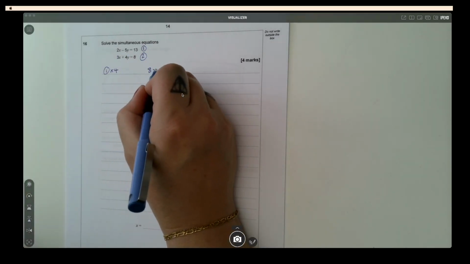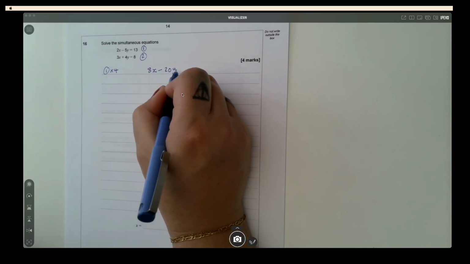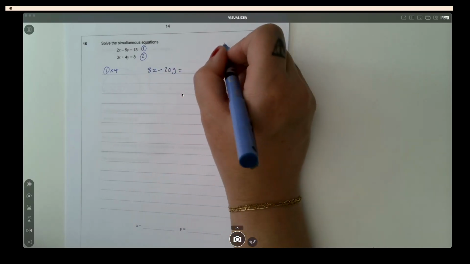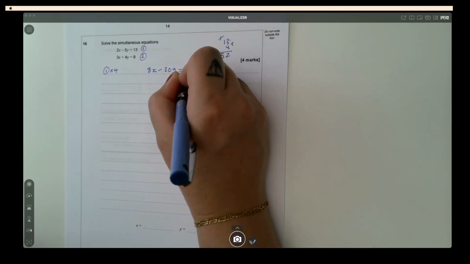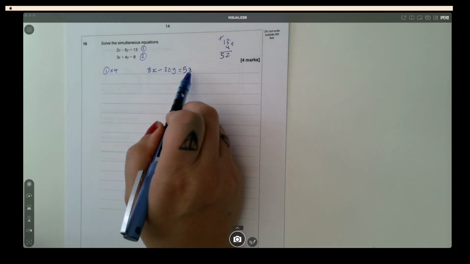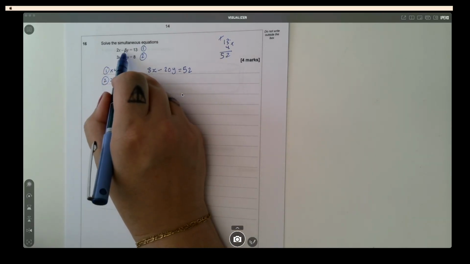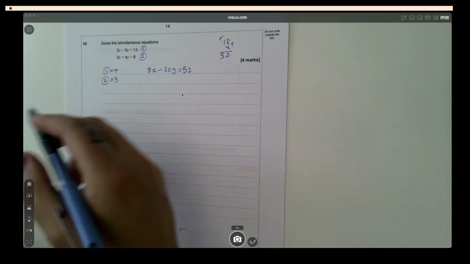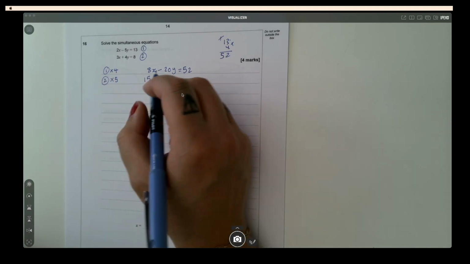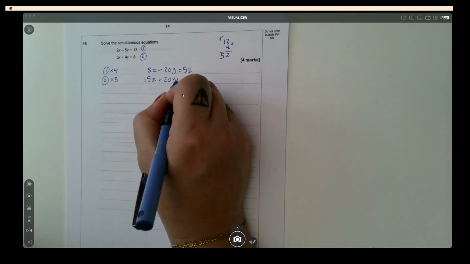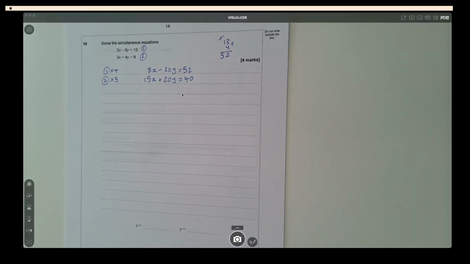So 2x times 4 is 8x, negative 5y times 4 is negative 20y, and 13 times 4, 4 times 3 is 12, 4 times 1 is 4, 52. Remember to multiply everything in the equation. I'm now going to multiply equation 2 by 5 because that's the coefficient of the y term in the other equation. So 3x times 5 is 15x, positive 4y times 5 is positive 20y, and then 5 times 8 is 40.